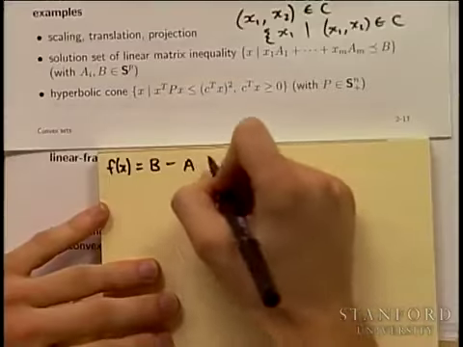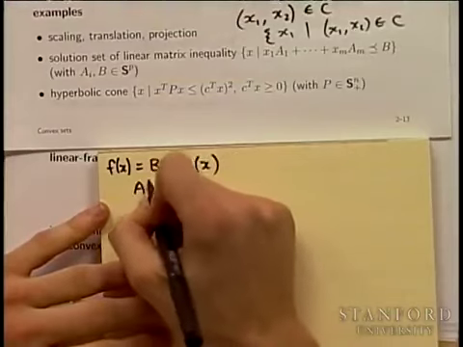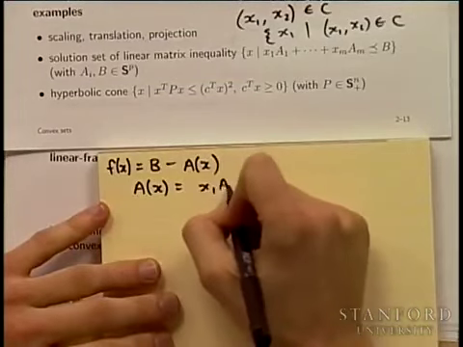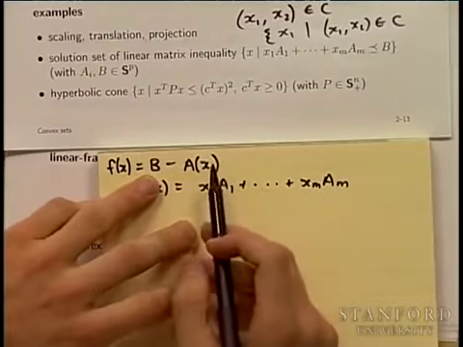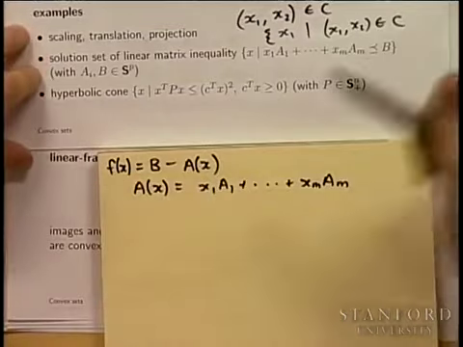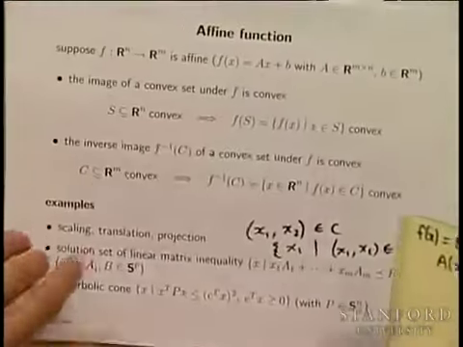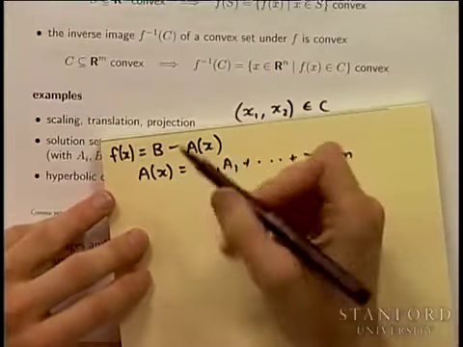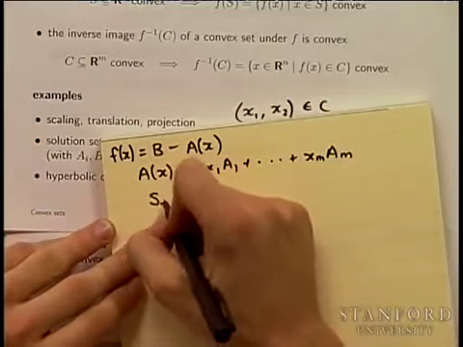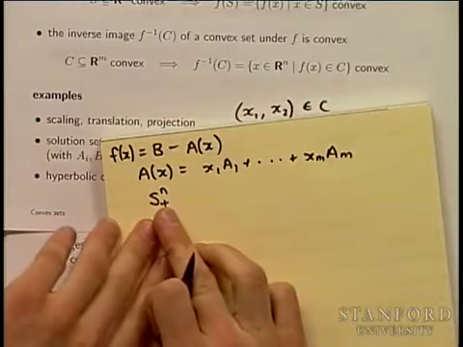If we take the cone, let's make a function f of x, and we'll make it equal to b minus A of x, where A of x is equal to x1 A1 up to xm Am. So this is an affine function, and it needs a little bit of hammering to get it in the same form as we saw above, but it is an affine function. Now, we already know that the positive semi-definite cone, which is S plus to the n, is a convex set.